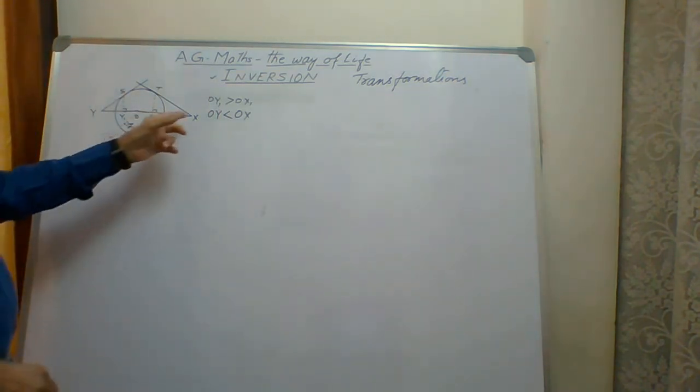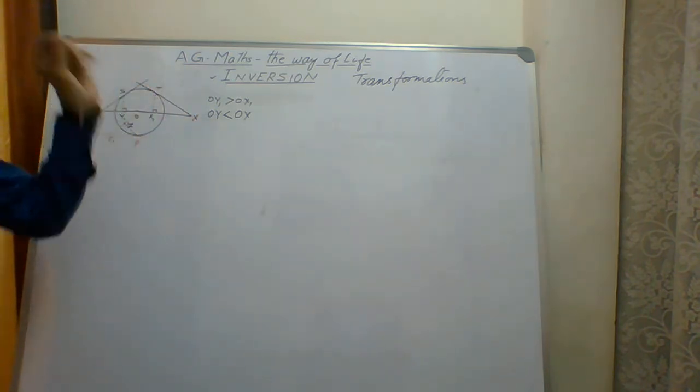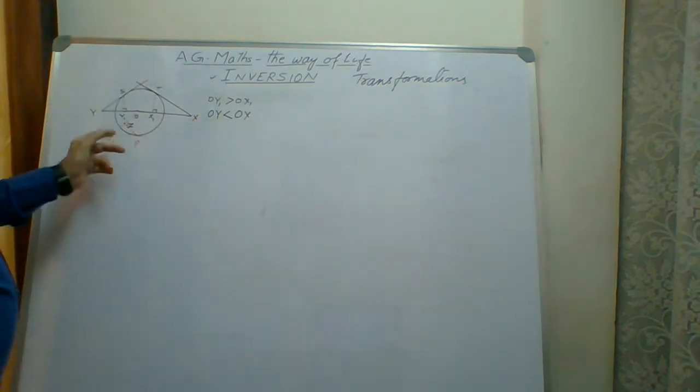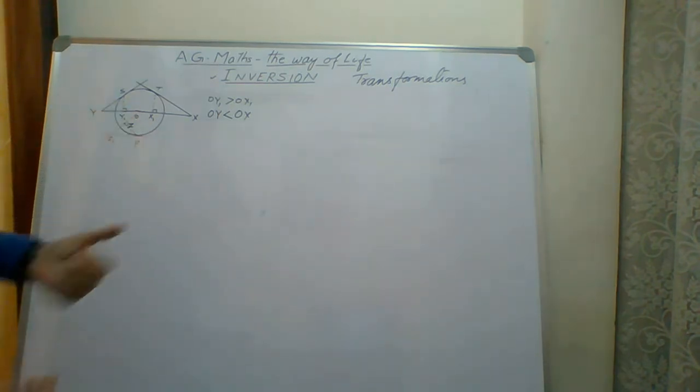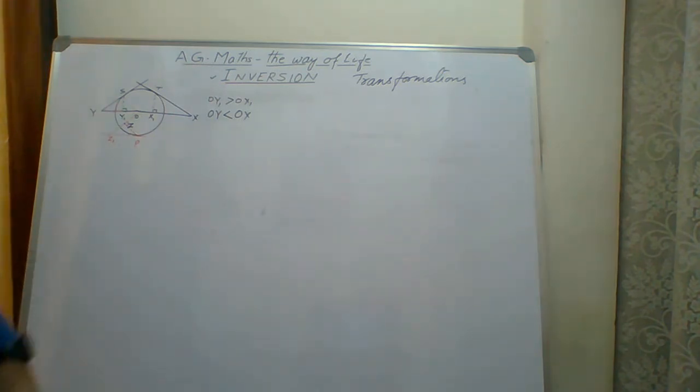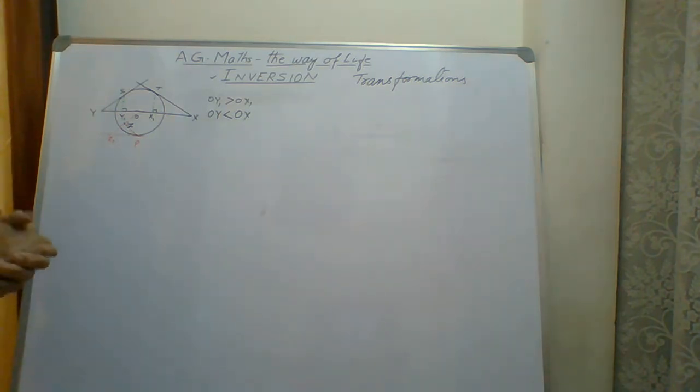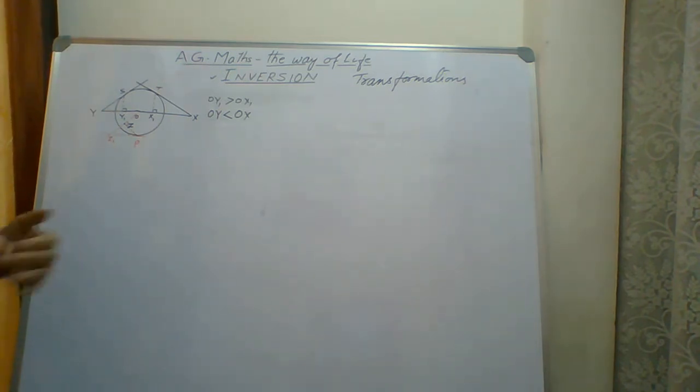So a point lying on a line outside goes inside the circle, and a point inside the circle comes out to a point on a line. Right, this is the inversion process. That is, if the point is outside, it goes inside, and if originally it is inside the circle, it goes outside. Suppose the point is lying on the circle, then what happens to it?